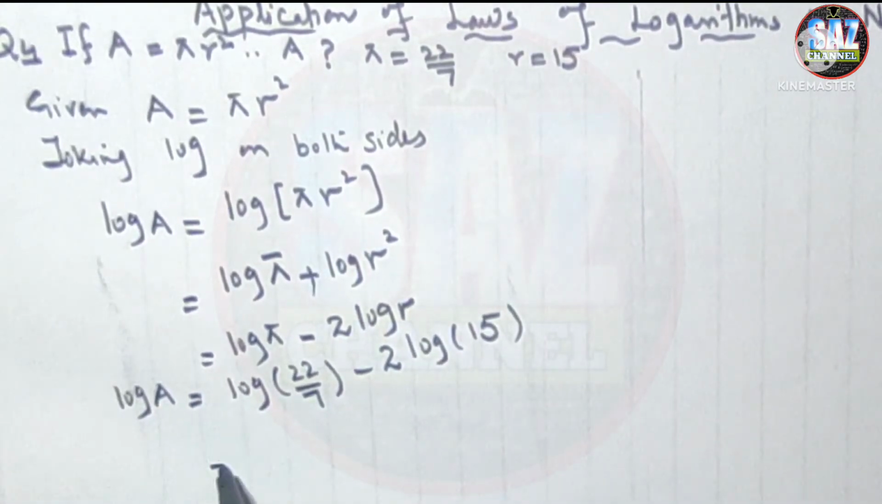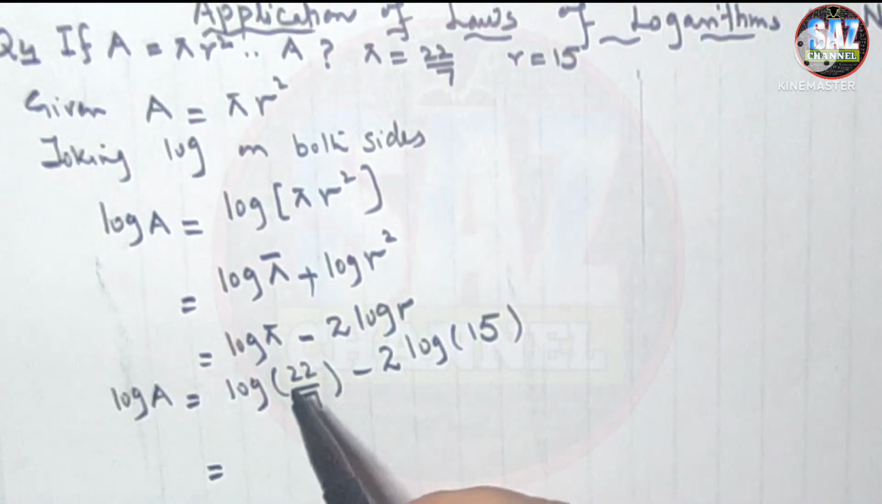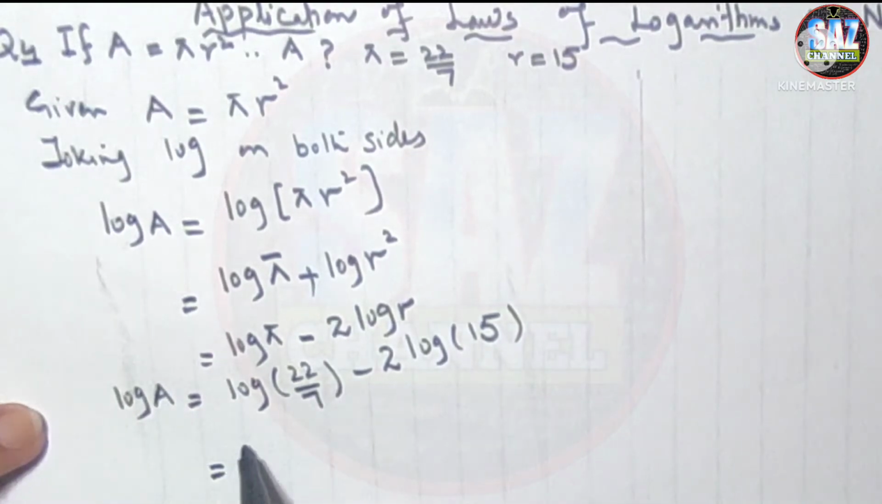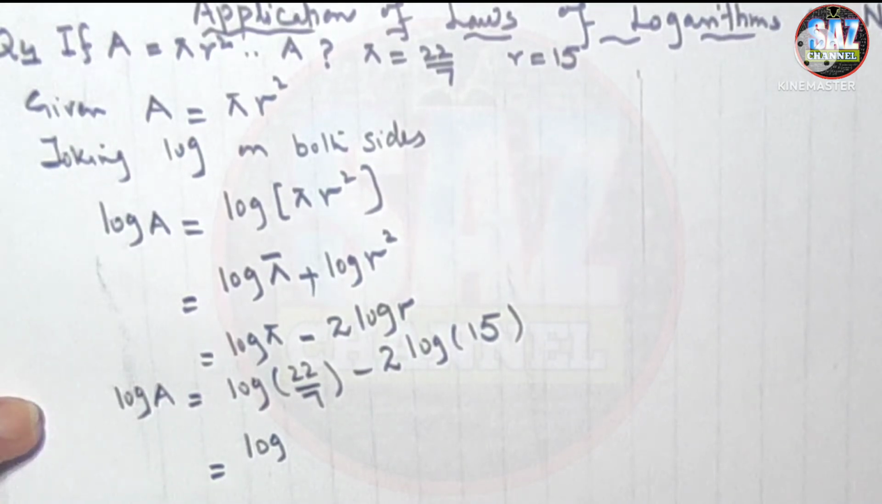Now what we can do is that here again our question is, our number is in the form of a fraction. So I again have to apply the law. Which law of logarithm? That log of m over n will be equal to log m minus log n, that the division of two numbers in log will be equal to log of the first number minus the log of the second number.